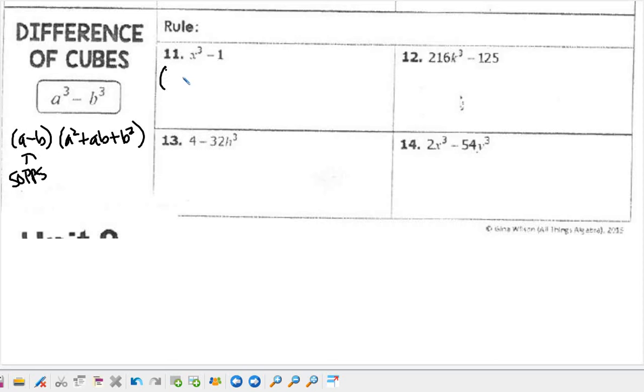So we'll find our binomial first. The cube root of x cubed is x, the cube root of negative 1 is negative 1. And then we're going to SOPS it. Square the first term, opposite sign, product, so x times 1 is x, and then plus the square of the last term, which is 1.